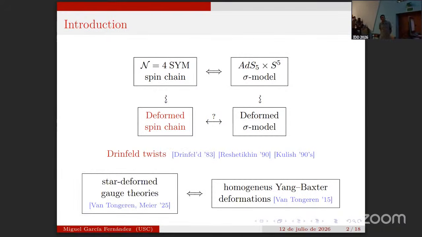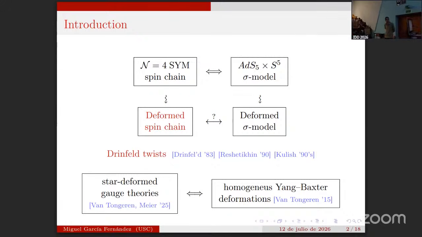There are many possible ways that we can deform this spin chain. For example, one can consider elliptic deformations or quantum deformations, but here I will consider another type of deformation that goes under the name of Drinfeld twist. There are two reasons to study this Drinfeld twist. The first one is that Drinfeld twists provide a very clear way of how to deform these spin chains.